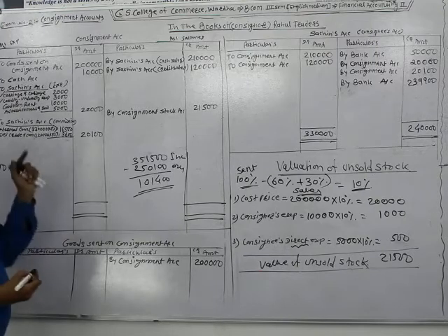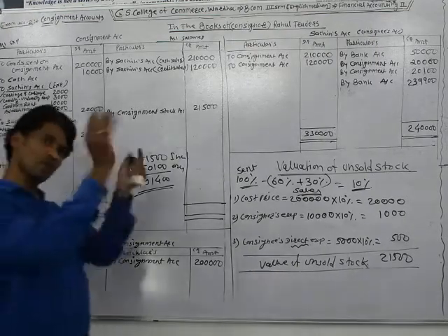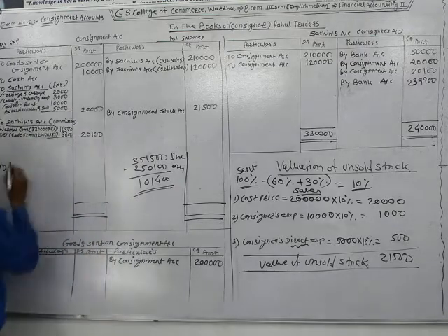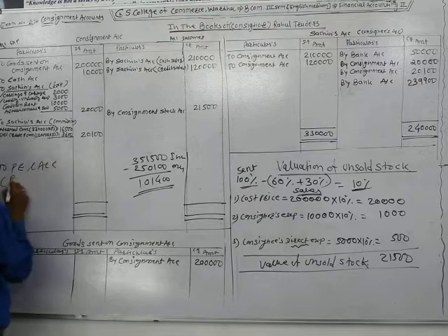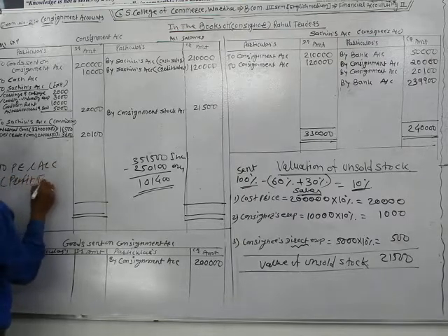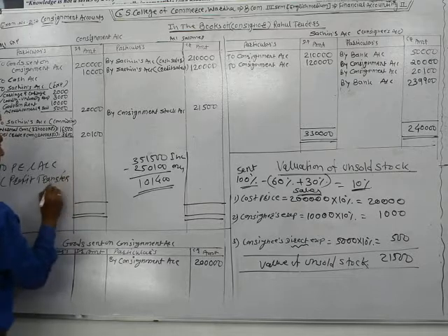These are the income, these are expenses. The difference is rupees 1,01,400. It's a profit. So right.